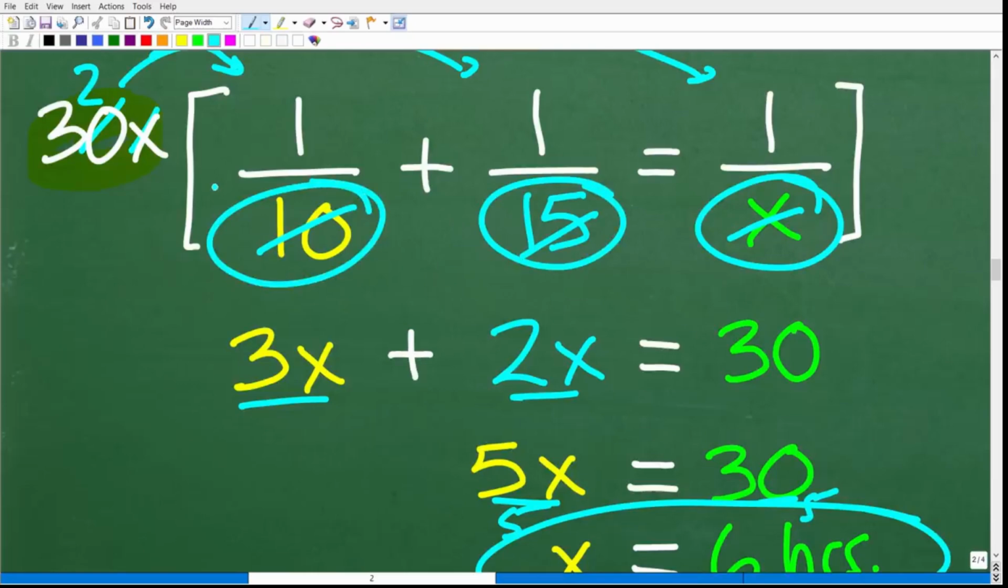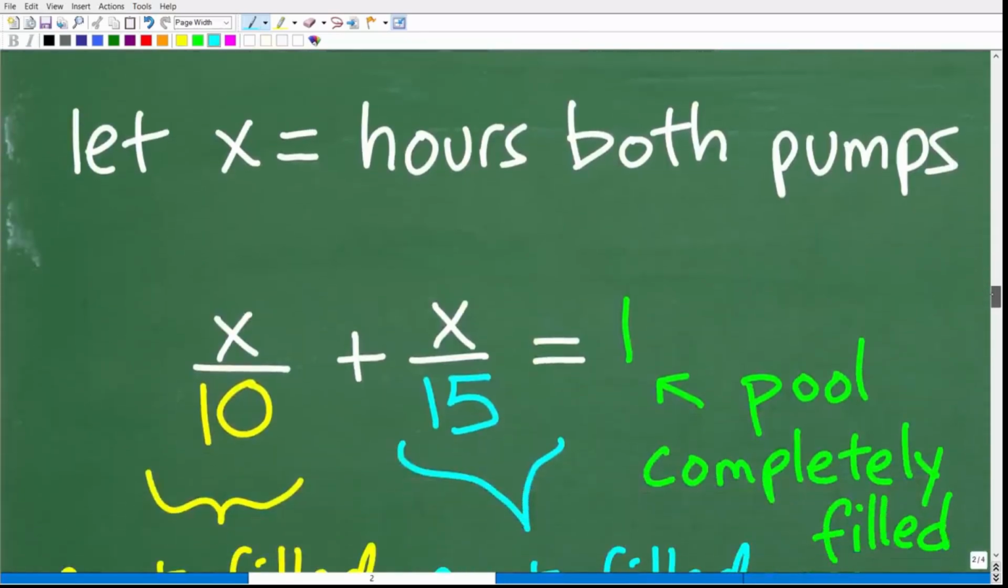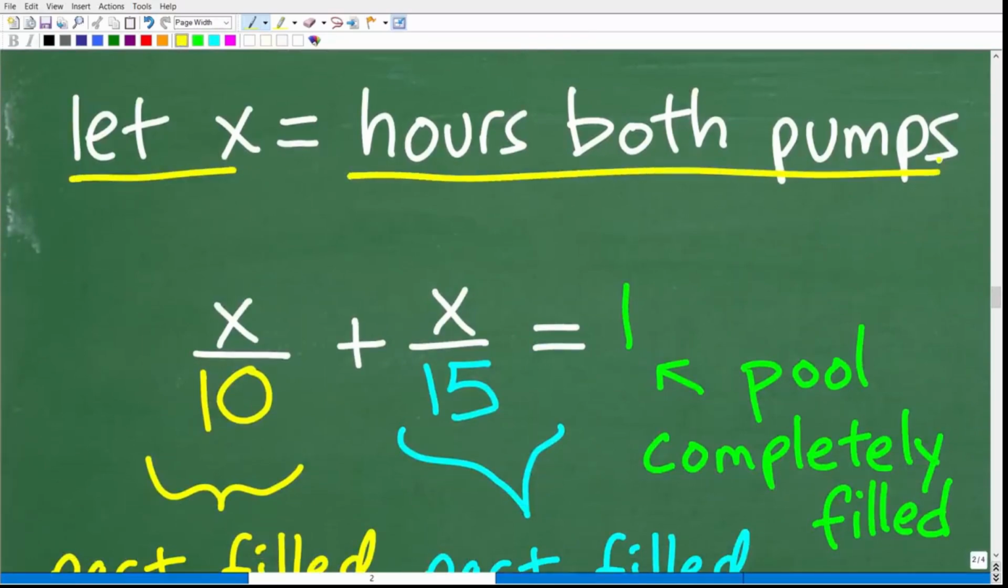Okay, so again, these problems are a little bit confusing for sure, but let's take a look at another way that we can solve this problem. What we could do is let x equal the hours it takes for both pumps working together. So let's do it this way.